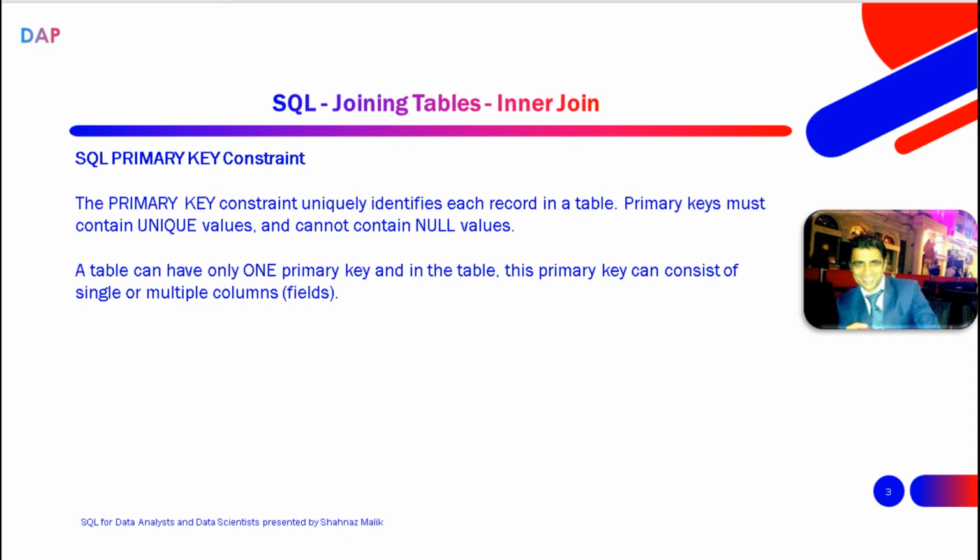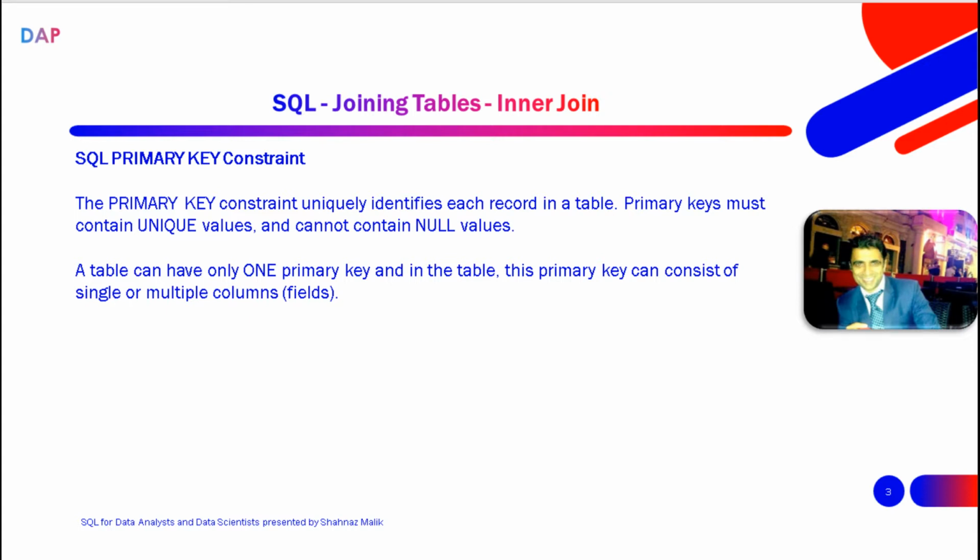Before we move on to the tasks of this lecture, it is very important to understand the primary key. The SQL primary key constraint uniquely identifies each record in a table. Primary keys must contain unique values and cannot contain null values. Just remember these things. This is very important to take our lectures to the next level. Now, a table can have only one primary key, and this primary key can consist of single or multiple columns.